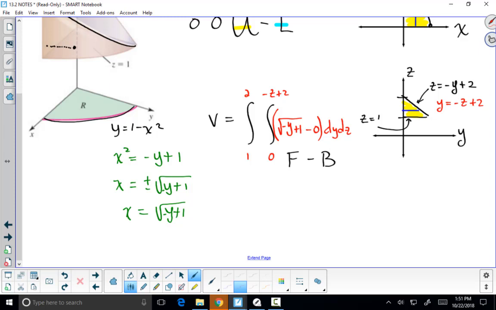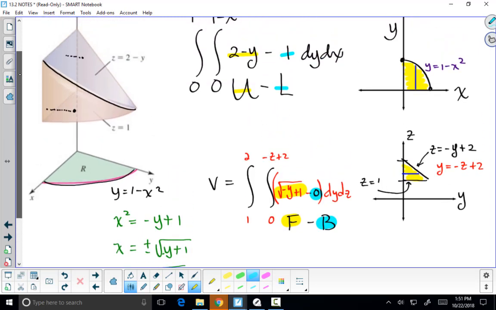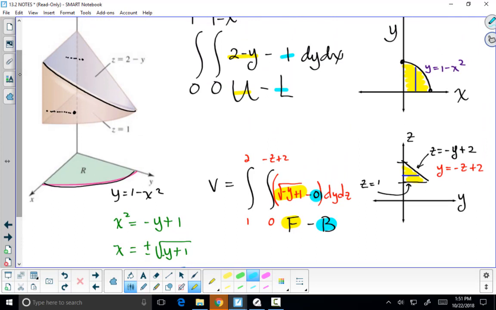So that's front minus back. Front is this. Back is just the x equals 0 plane, which is the yz plane. So those will give us the same exact volume. Doesn't matter. One's obviously easier. Yeah, the top one's easier. This one's a simple enough one that we can kind of try it a different way.